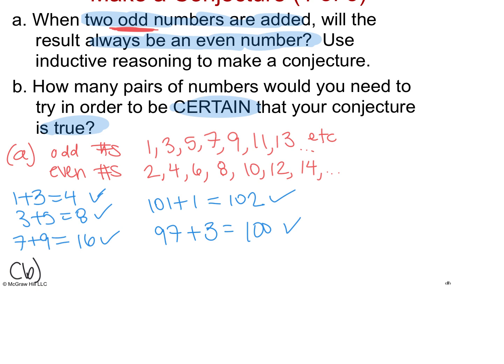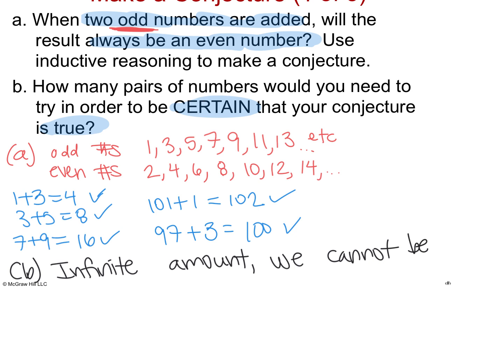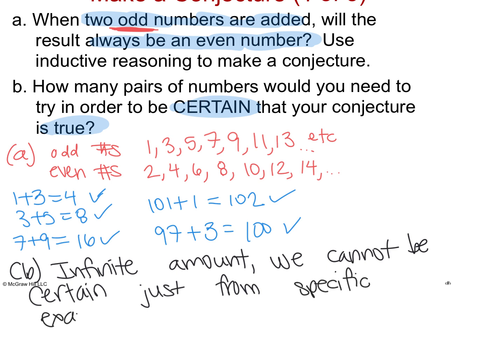Okay, so basically, how many pairs of numbers would you need to try in order to be certain? An infinite amount. And it's kind of like a trick question. We cannot be certain just from specific examples. Because the thing is, I could show you 1,000 specific examples, and you could just show me one counterexample, and the whole entire thing would fall apart. All right, so that's what we're going to talk about soon. We're going to be talking about that deductive part.